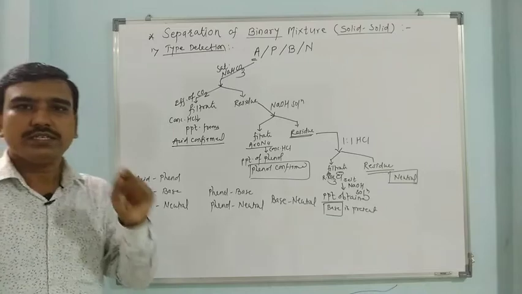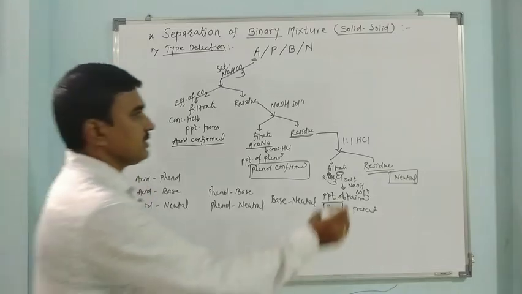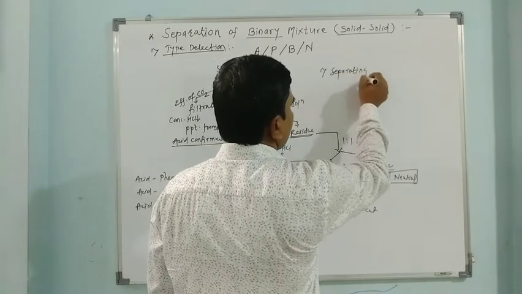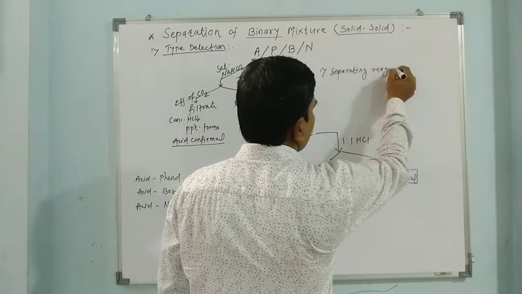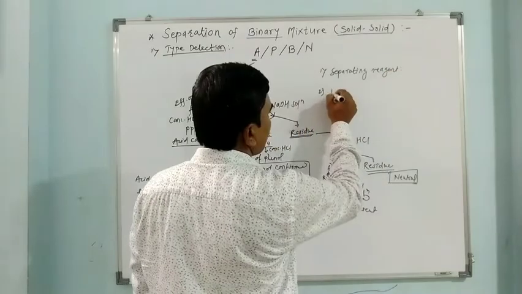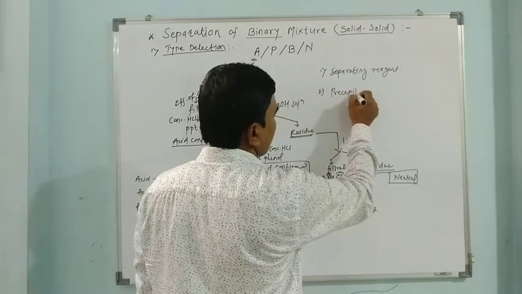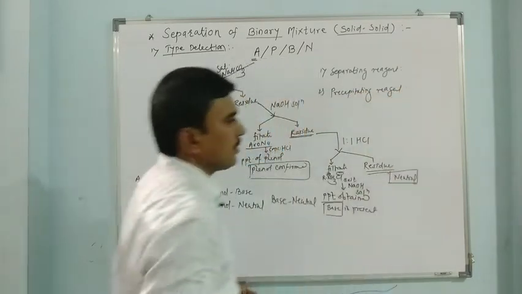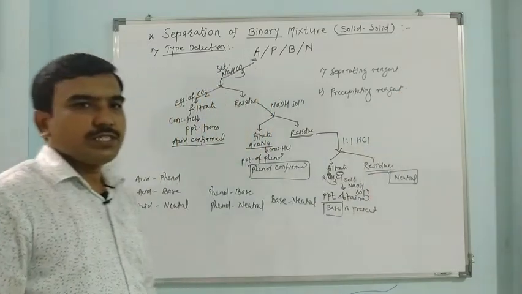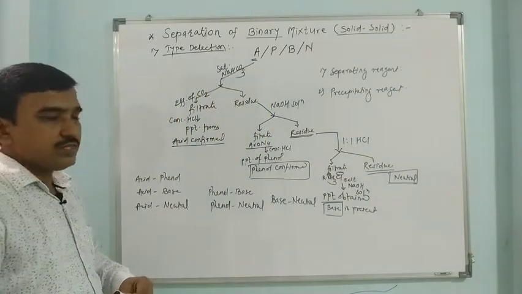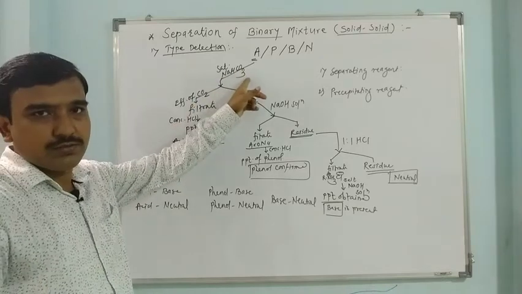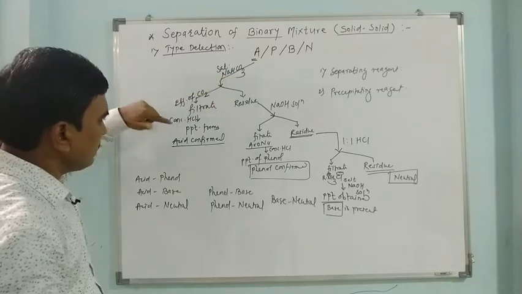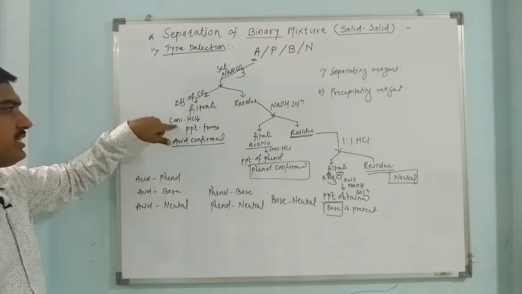Now we need here the reagent for the separation. So two reagents we require here. One is separating reagent, and second is precipitating reagent. So what is here the separating reagent and precipitating reagent? Here the reagent first we are adding to dissolve the particular component, which is called the reagent for the separation, and the second reagent we are adding is called the precipitating reagent.